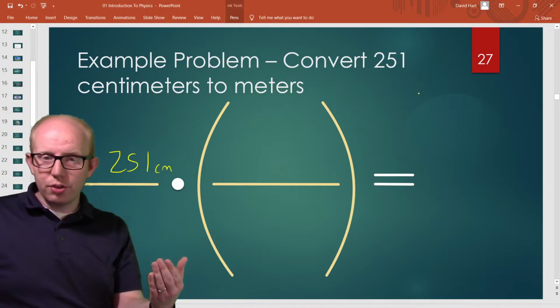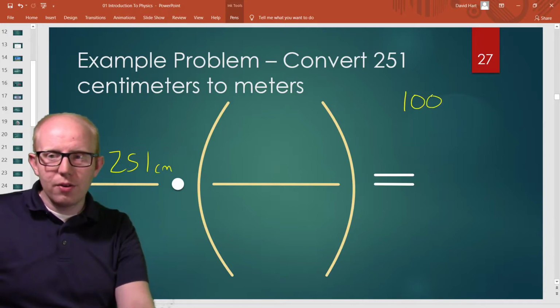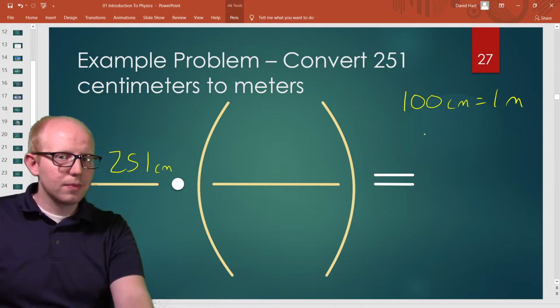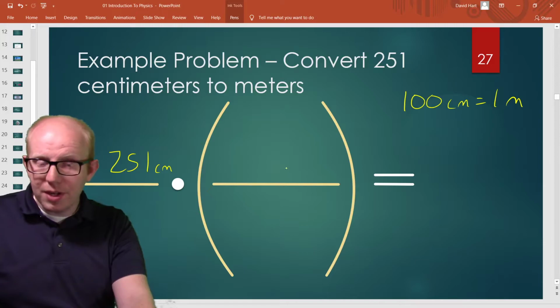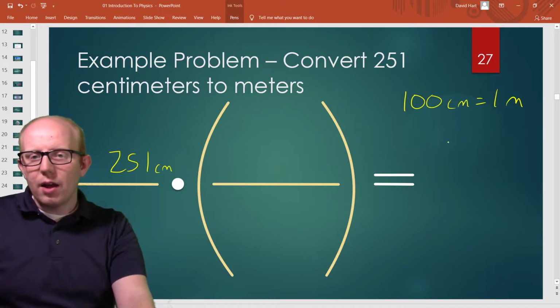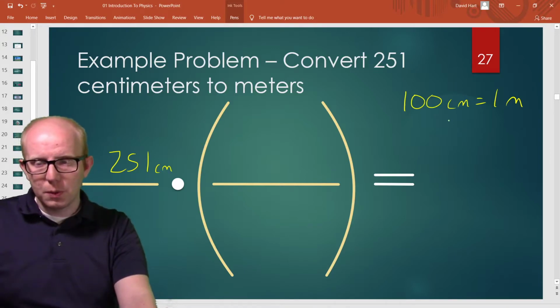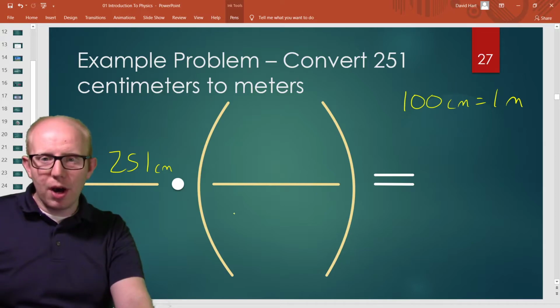If you look at your unit sheet on Canvas, you'll see that it says that 100 centimeters equals 1 meter. So now these are equal, which means we can put them in a conversion factor, and our goal is to cancel out the units that we currently have to get to the units we want. So in this case, I want centimeters to be on the bottom.